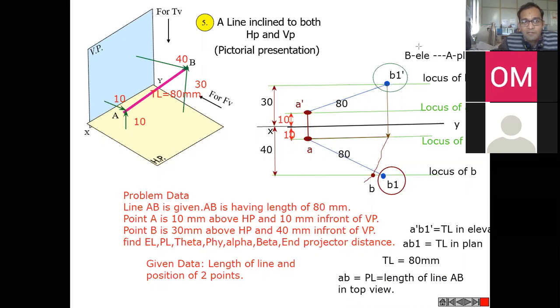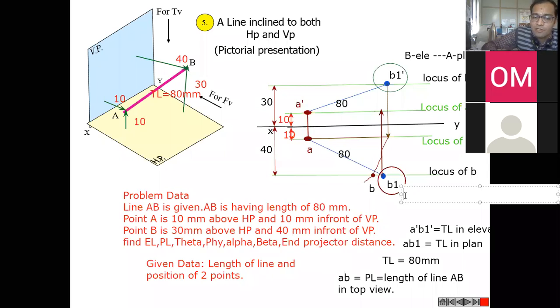So in a similar manner, what we need to do is, from B1 we generate a straight line up to the next point in the next view. So right now, what does B1 indicate? B1 indicates the position of point B in plan, and we need to transfer the projection till the next point and in the next view. So the next point is going to be A, and the next view is going to be elevation.